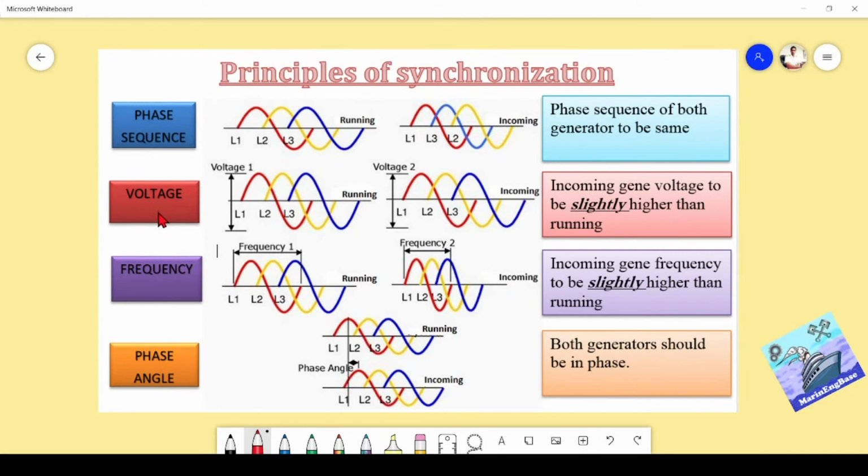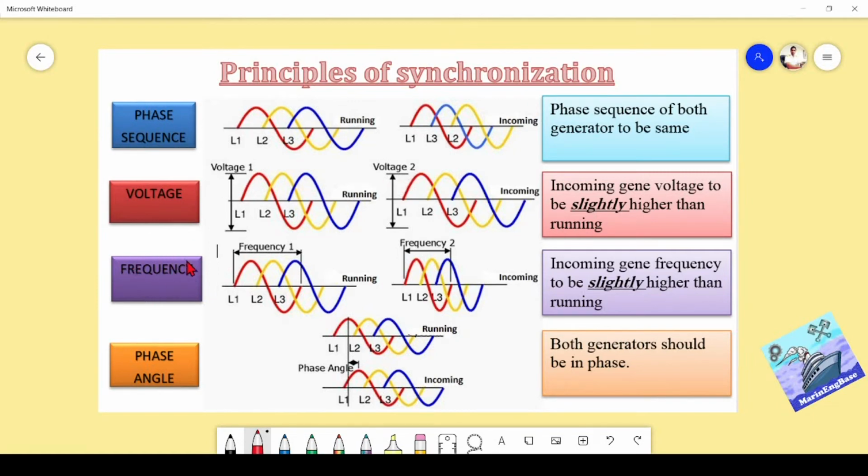The second one, next thing, is the voltage. The incoming generator voltage should be slightly higher than the running generator. Here we will not say it should be the same, it should be slightly higher than the running generator. Suppose this is the running generator and its voltage, and this is the incoming generator, and this incoming generator voltage should be slightly higher.